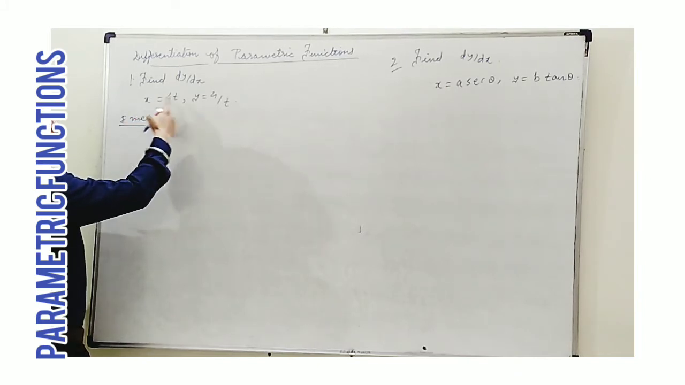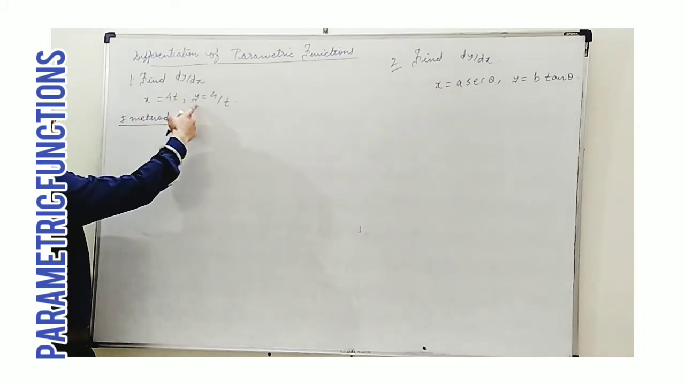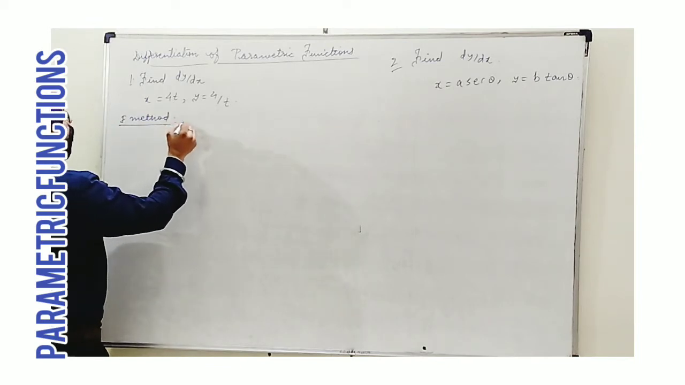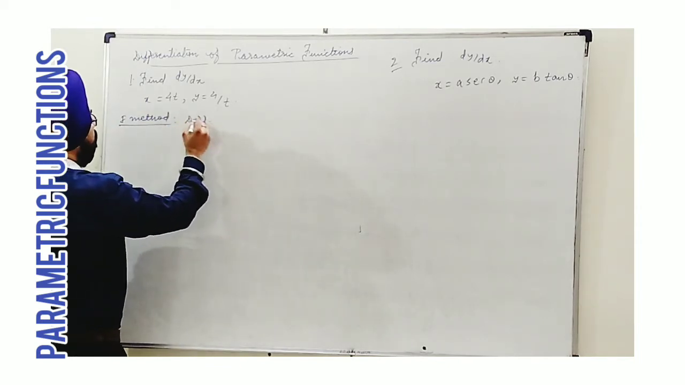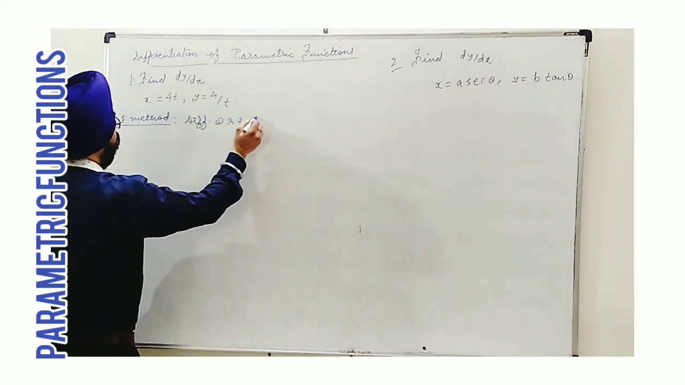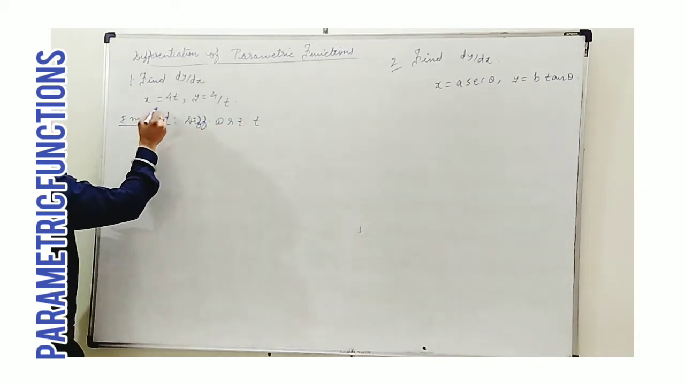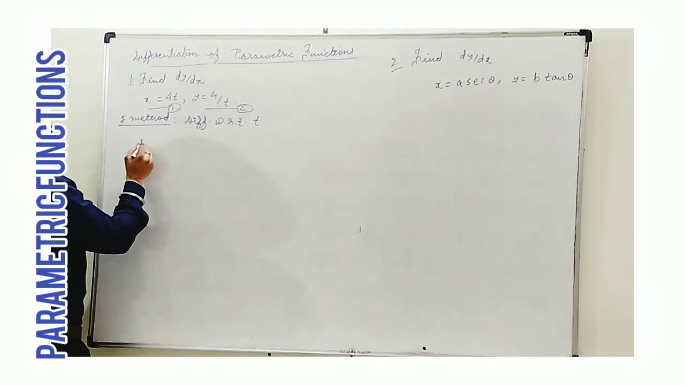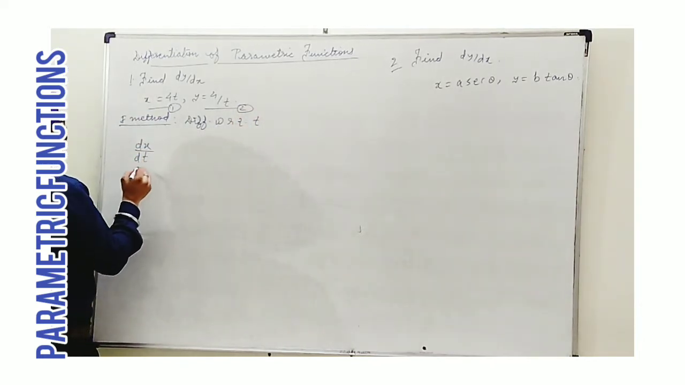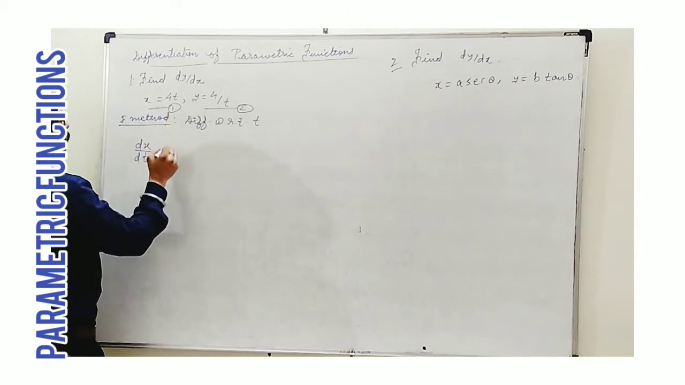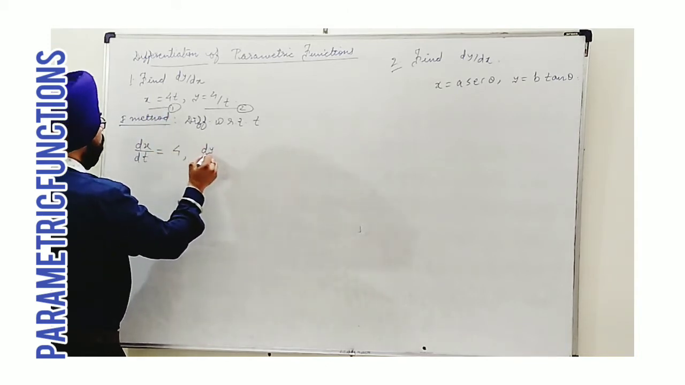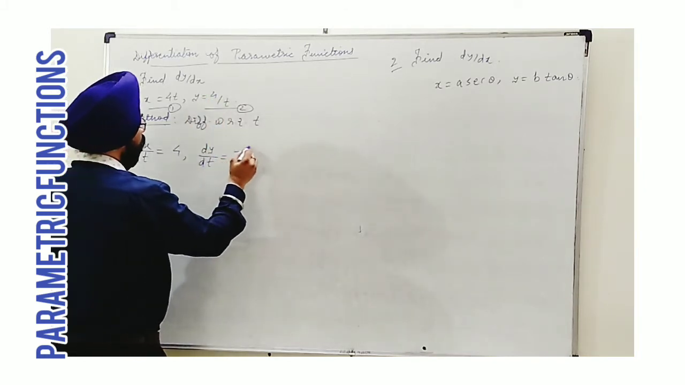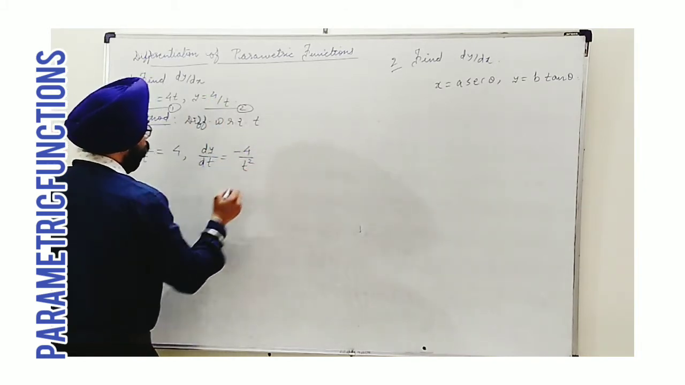We differentiate each of x and y with respect to the parameter taken, which means t. We will write here: differentiating with respect to t. First one is equation number 1, this is equation number 2. Differentiating, we will get dx upon dt equal to 4. And dy by dt, 4 upon t when differentiated, will be minus 4 upon t square.